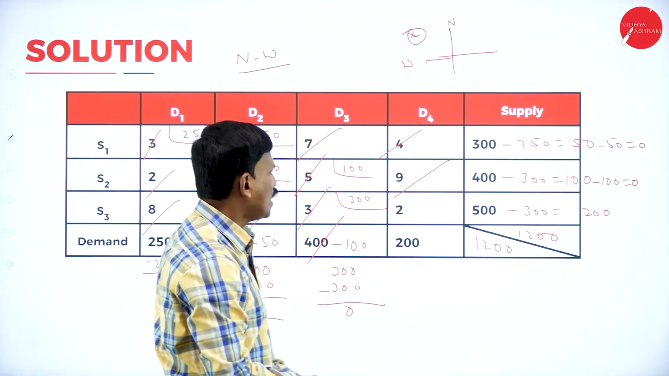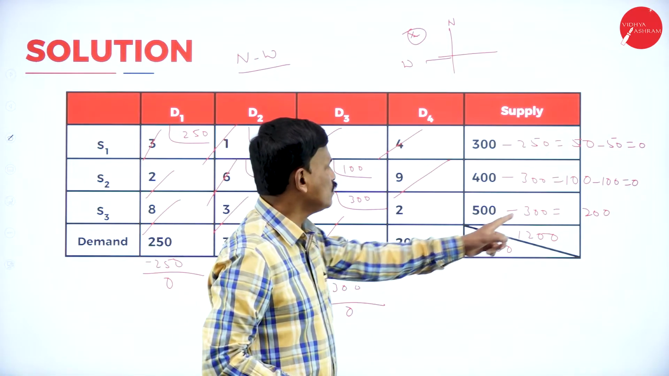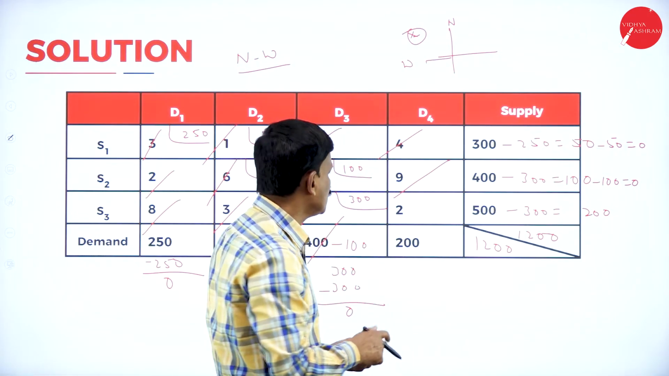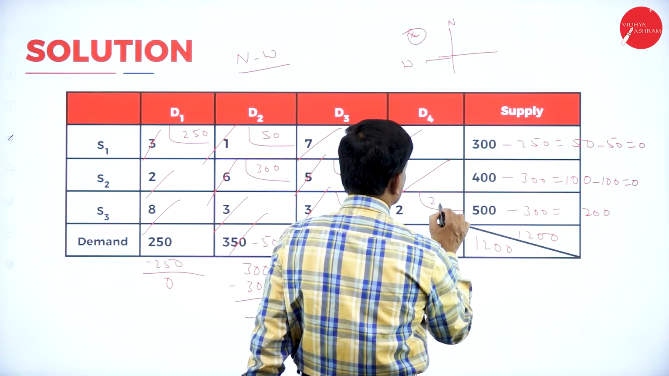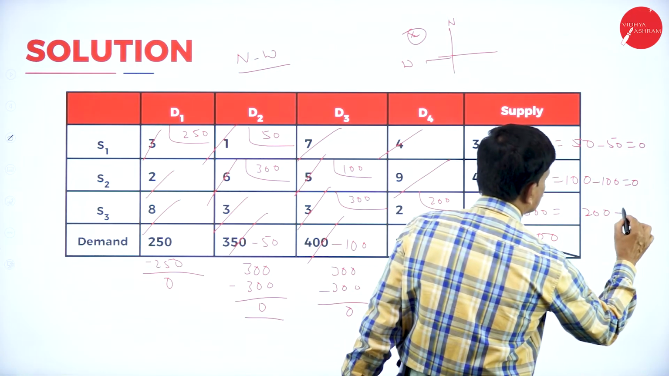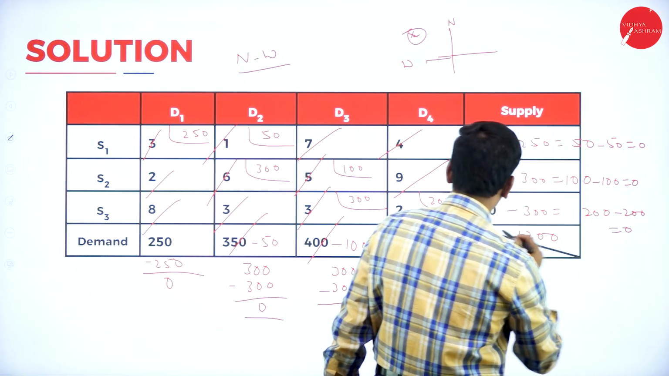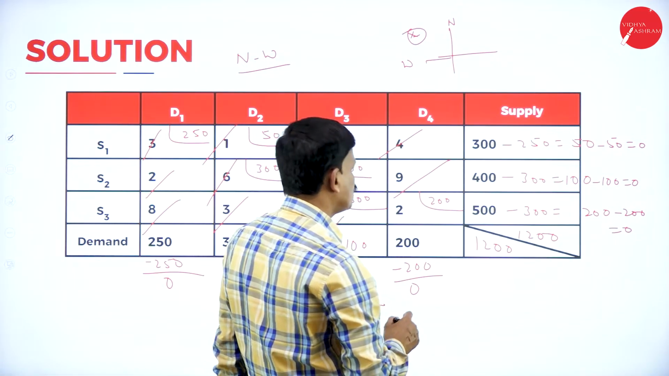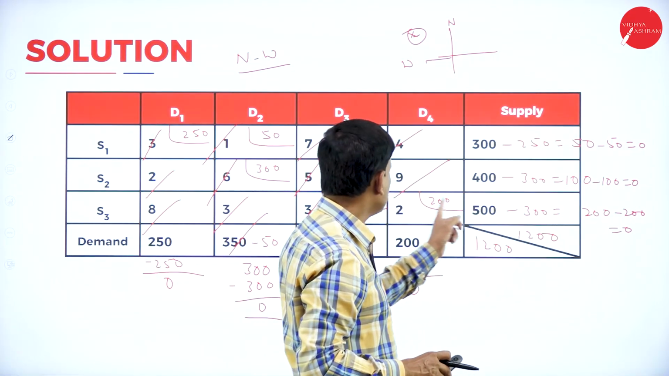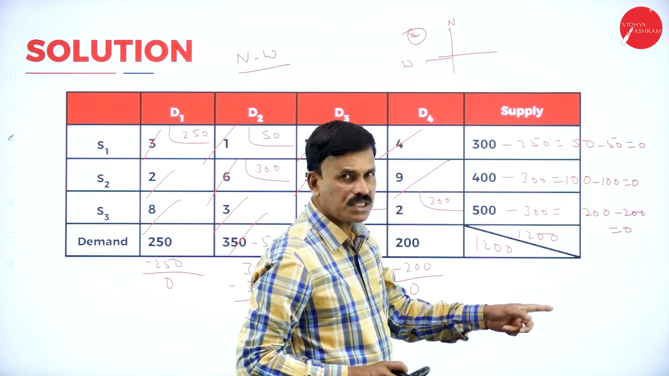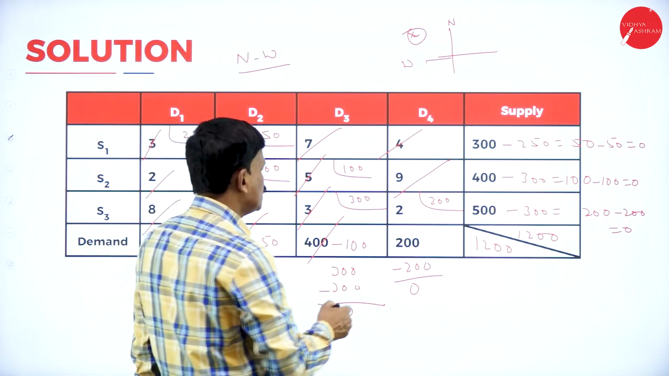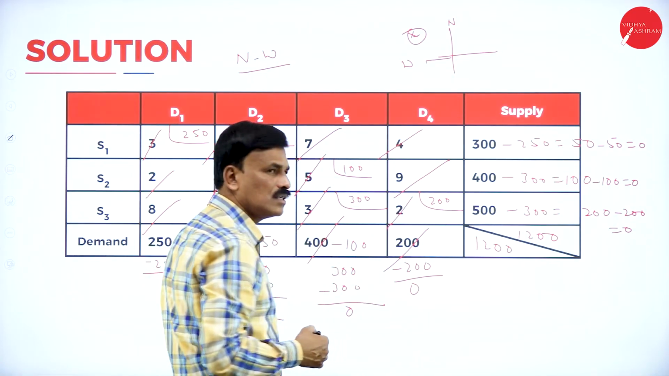Okay. See here, in the last, the supply and the demand must be balanced. Here the supply is 200, demand is also 200. So I can allocate 200 here. This 200 minus 200 is 0, and this is also equal to 0. So at the end, what is the answer we are going to get? Supply and the demand must be the same. So 200 is equal to 200. Hence all the conditions are satisfied.